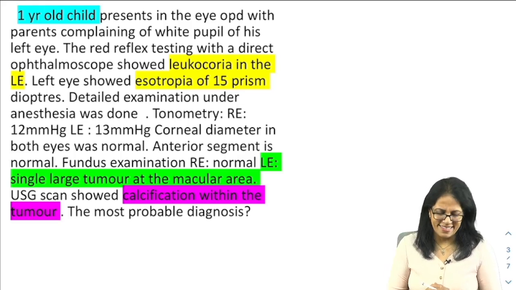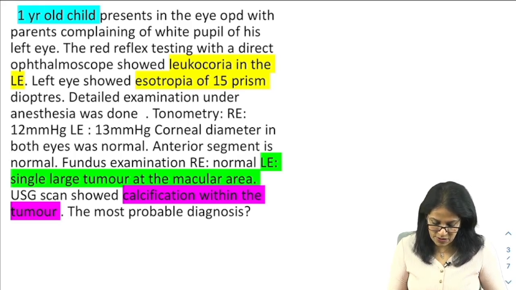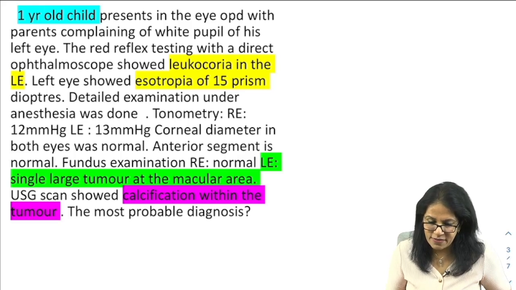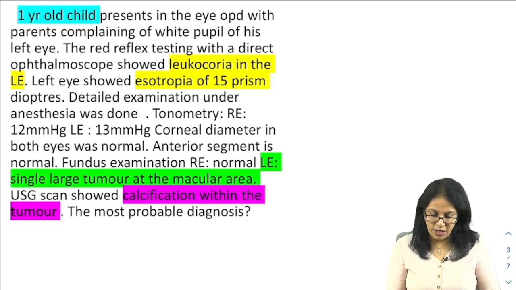We all know this. Okay, so a 1-year-old child, the age is anyway significant, presents in the eye OPD with the parents complaining of white pupil of his left eye. When you say white pupil, what do we mean? You're talking about leukocoria. The red reflex testing with a direct ophthalmoscope showed leukocoria in the left eye, as I just said. The left eye showed esotropia of 15 prism diopters. ESO, it's a convergence squint.